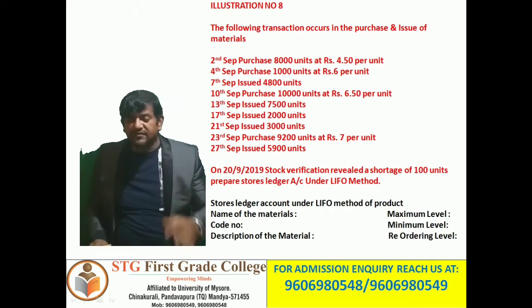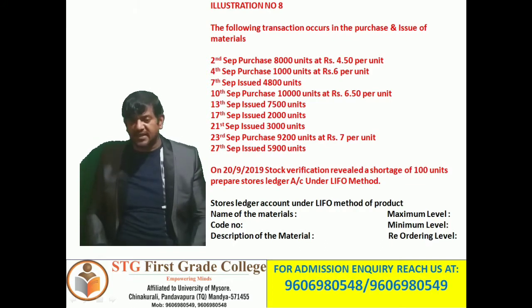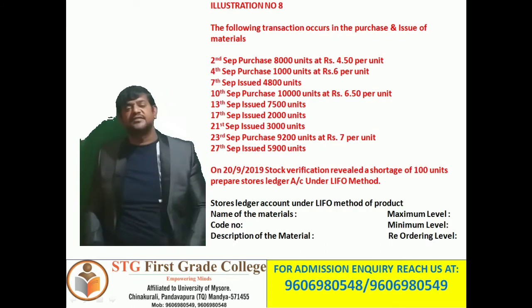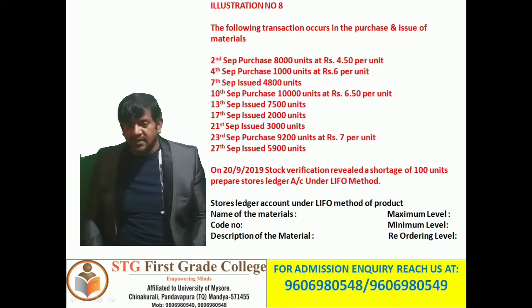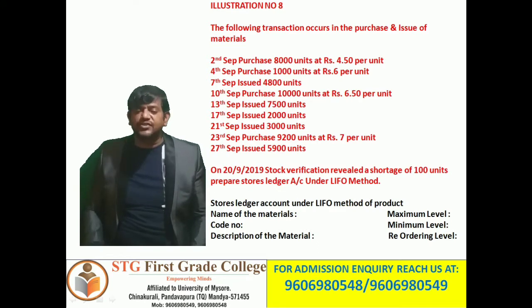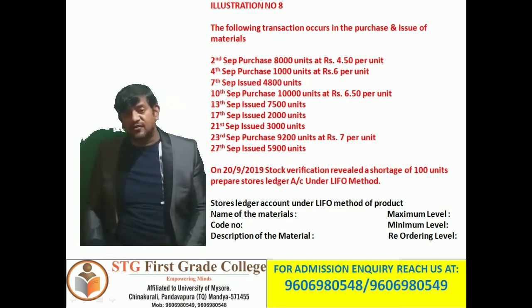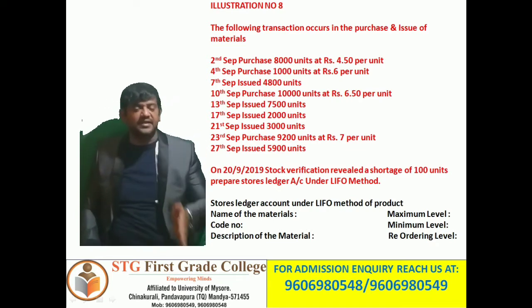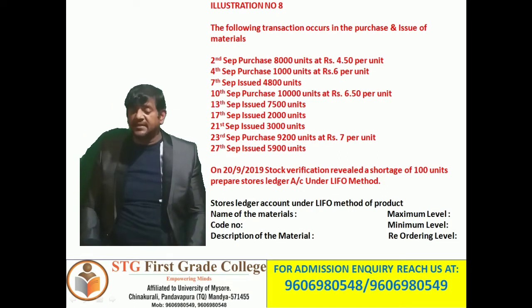Okay, so give the heading, that is stores ledger account under last in first out method of a particular product. Name of the material, so there are no details, but still you are supposed to mention. Code number, there is no code number given. Description of the material, there is no description. If given, then only we are going to fill it. On the right hand side of your table, put a maximum level, minimum level and reorder level.